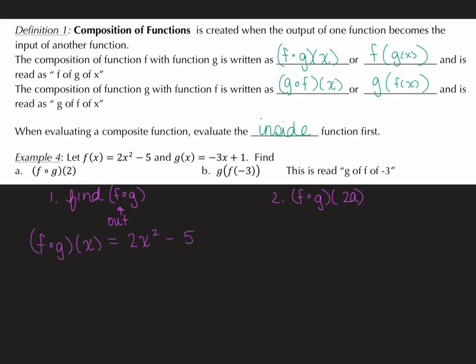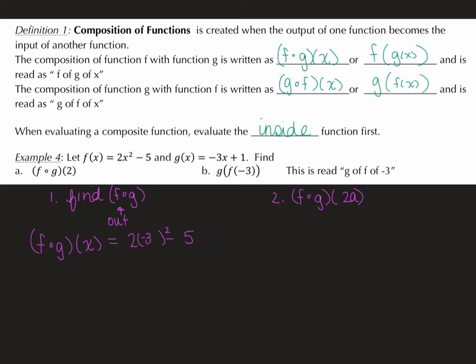Now what I'm going to do is, you can either not write that x, or you can write it and erase it like I'm going to do. And we're going to give a little bit of space here, because I know I'm going to be replacing that x with my other function. So this is going to be 2x squared minus 5. And on the inside here, now we're going to have our g function, which is negative 3x plus 1.